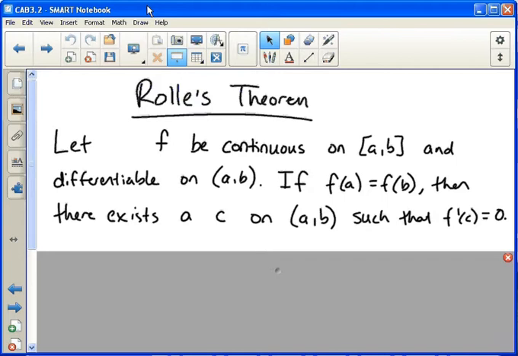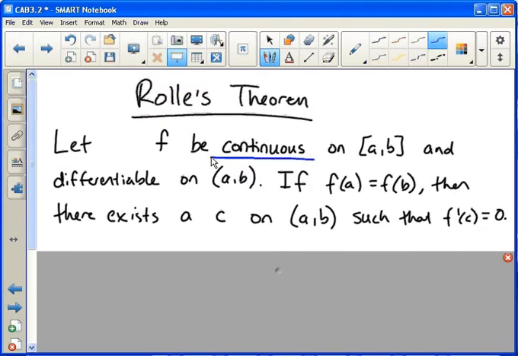Alright, so let's try to interpret this. The first part of the theorem is really just trying to give you the stipulations, the things that must be true for this to work. So first it says let f, that's a function, be continuous on some interval. They're just saying it can be any interval you can pick, or they'll usually pick for you, but let f be continuous on an interval and differentiable on an interval.